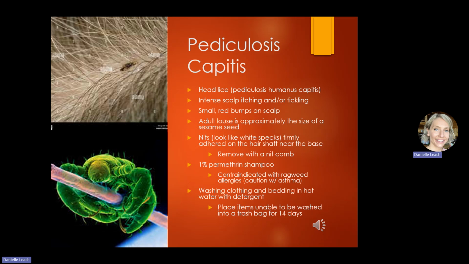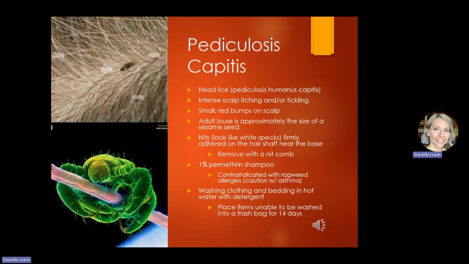Pediculosis capitis is head lice. So head lice causes intense scalp itching and sometimes even like tickling or irritation of the head, small red bumps on the scalp. An adult louse is approximately the size of a sesame seed. So this top picture looks a little blurry, but that sort of brown spot the size of a seed is an adult louse. Nits look like little white specks that are firmly adhered on the hair shaft near the base, so near the scalp. So this is that bottom picture.